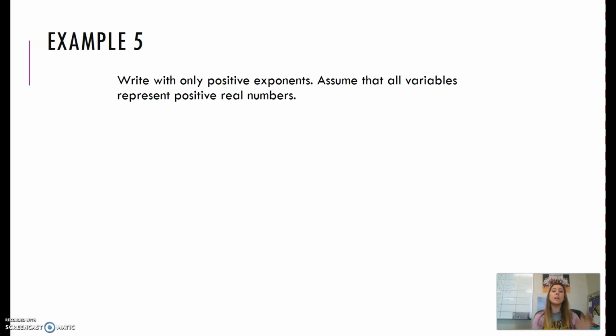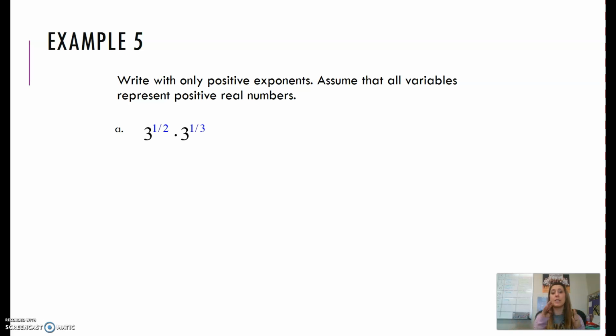All right, so now we're going to write with only positive exponents. We talked about this yesterday. We do not ever want negative exponents. When we are evaluating and simplifying, we're going to wait to make those exponents positive till the very, very end. But we need to know that our answer can't have any negative exponents.